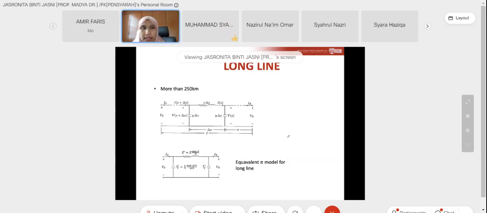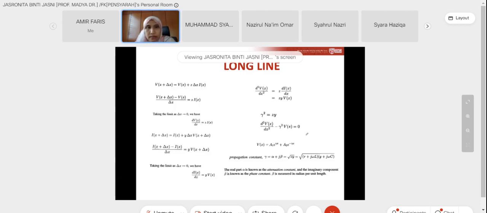So for the long line, if the line is more than 250 kilometers long, we use the long line model. This is a long line model. This is also the pi model for the long line. The long line can also be solved by using the T model. So you choose one. Okay, so this is the equation. It is quite long to solve the long line.